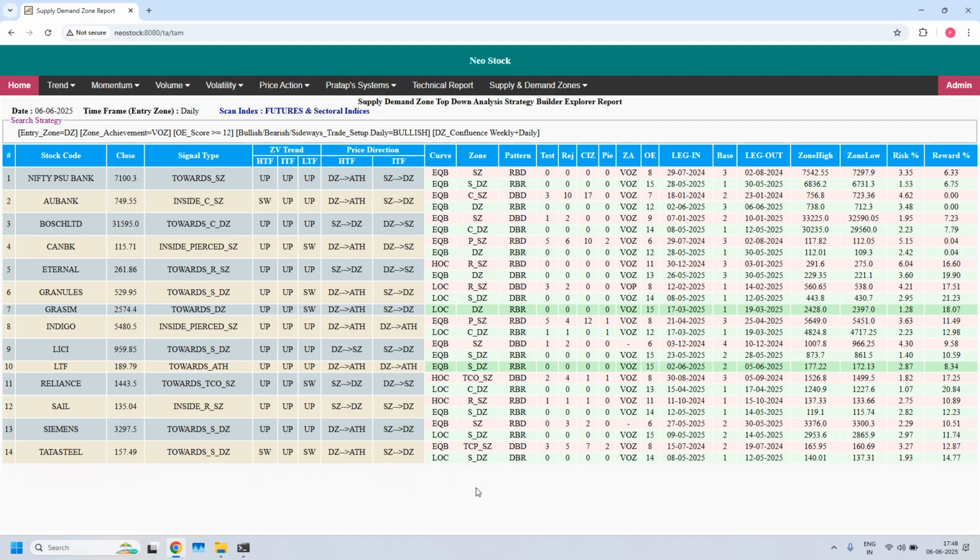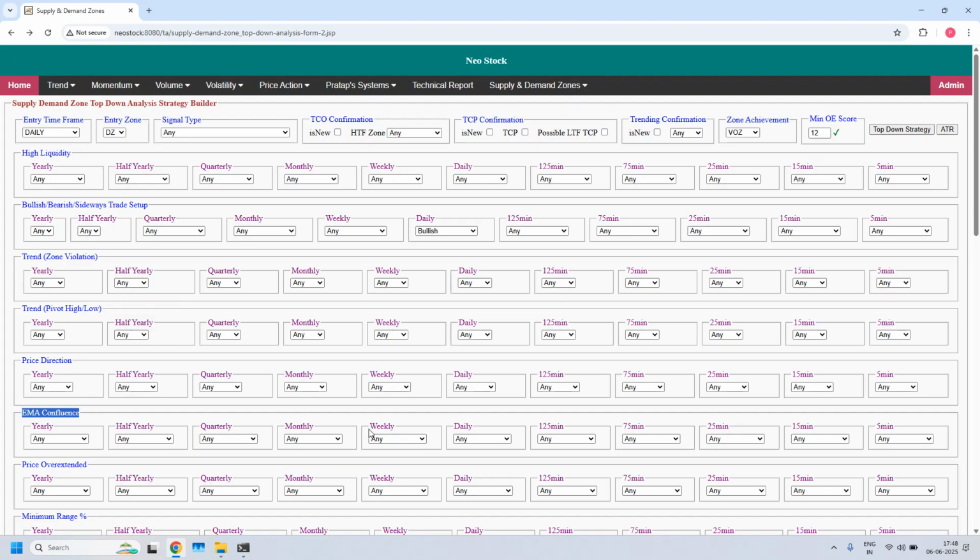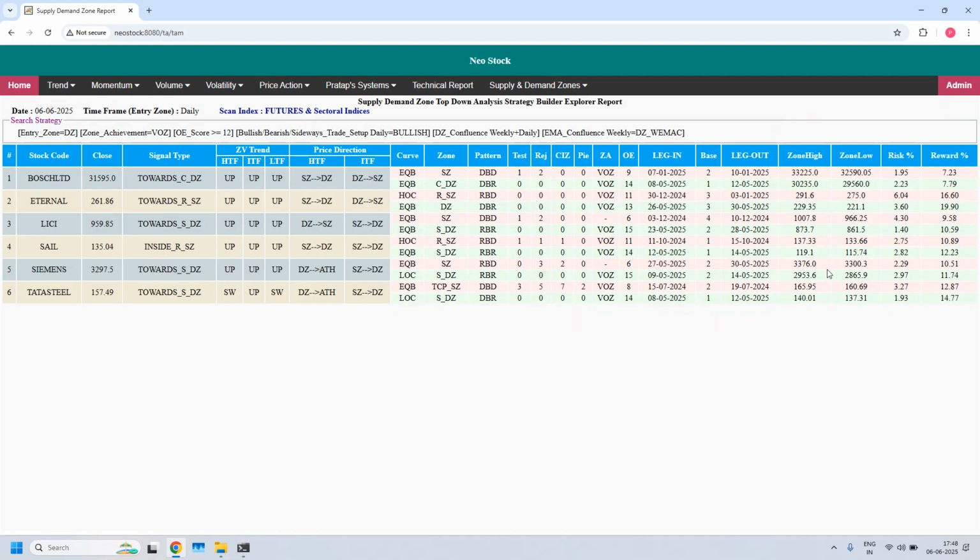To further filter for even higher probability, let us check whether the weekly demand zone has weekly EMA confluence, because daily is part of weekly demand zone. Why? Because the weekly trend is uptrend in all the stocks. So with EMA confluence at weekly time frame, we are checking whether the weekly demand zone has weekly EMA or not. With this filter, we got 6 stocks. So these 6 daily demand zones might have a higher probability of success compared to the others.